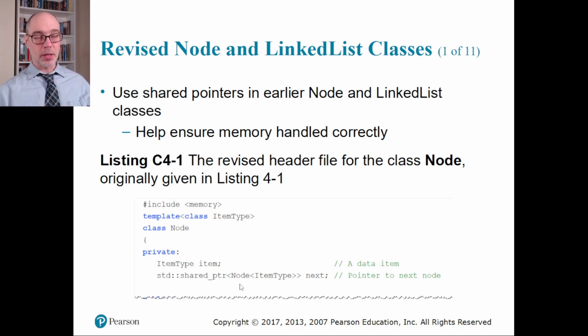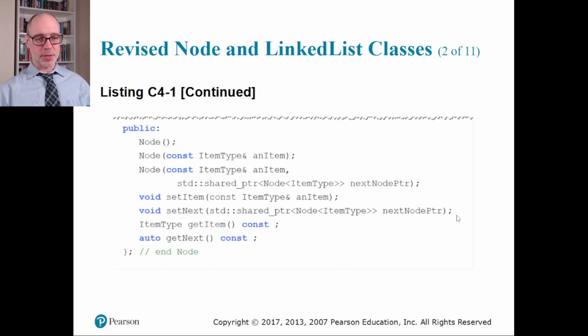And previously, we wrote that as item type star for an item type pointer using a raw pointer. But what might be a little bit smarter now is to make that a shared pointer to a node of item type. I misspoke a little bit. Previously that was a node of item type star, node of item type pointer. So now it's going to be a shared pointer to a node of item type is what we got there. So there's the shared pointer taking the place of the raw pointer right there. Great. Okay, what else needs to change?